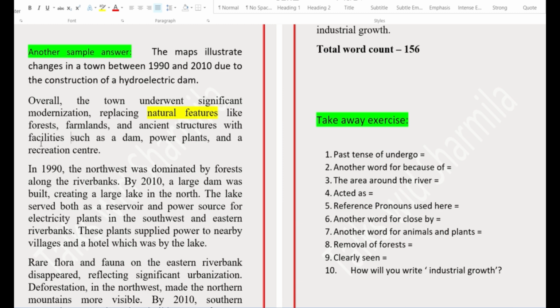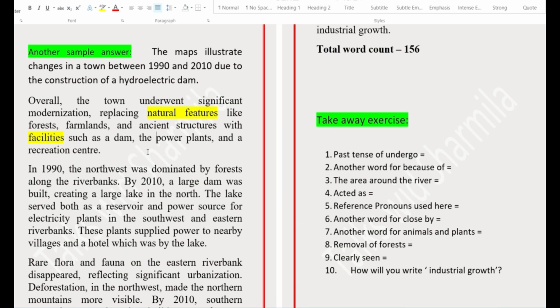So facilities such as a dam, power plants. Dam is singular, so we use an article a. Plants are plural, so we don't use the article a. You can go with the word the. So the power plants and a recreation center. Hope you remember recreation center. We are referring to the pond, the lake and the boat.